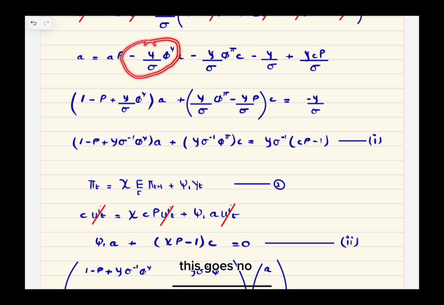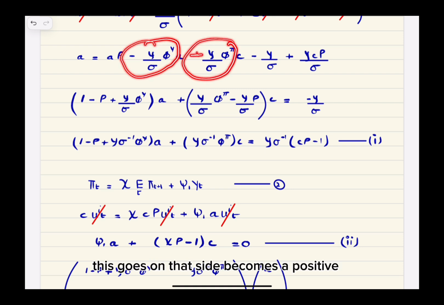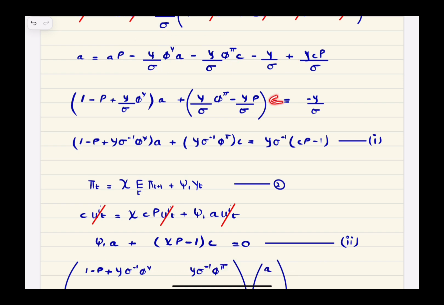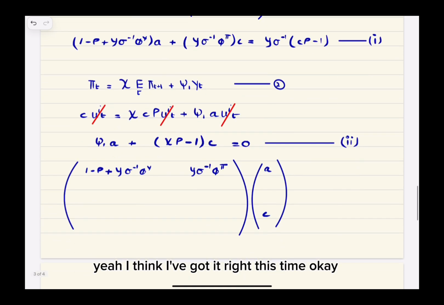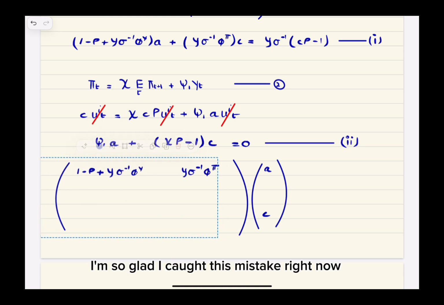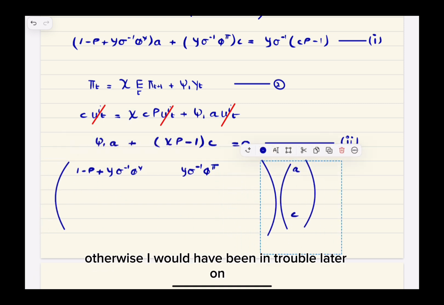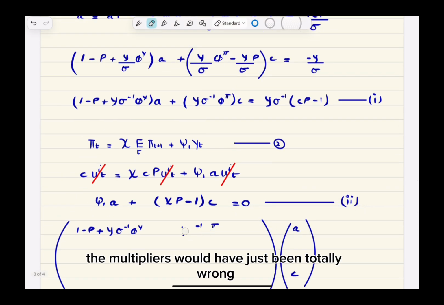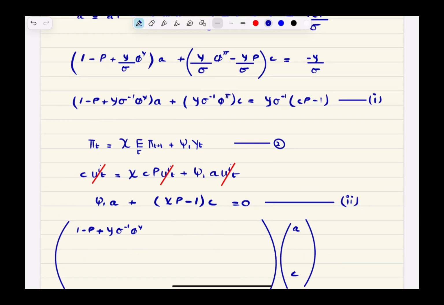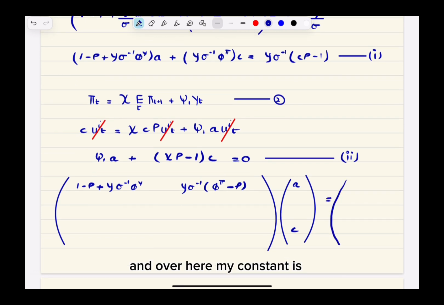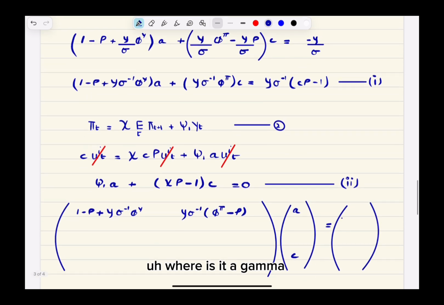Okay, this goes on that side, becomes a positive. This will become a negative. Yeah, I think I've got it right this time. I'm so glad I caught this mistake right now, otherwise I would have been in trouble later on. The multipliers would have just been totally wrong. Okay, gamma inverse of delta and coefficient of inflation minus a rho, and over here my constant is gamma inverse of delta.